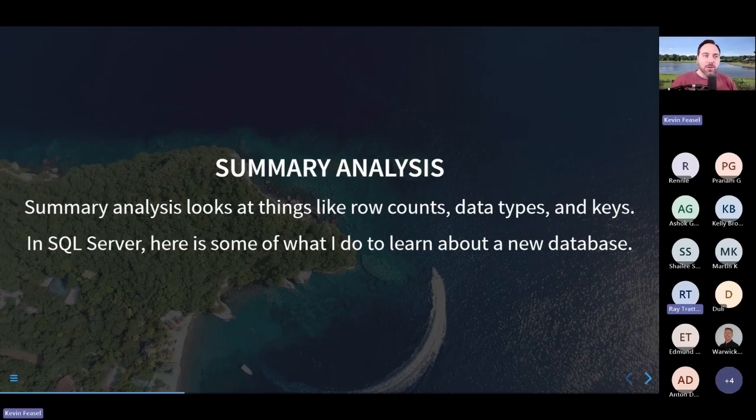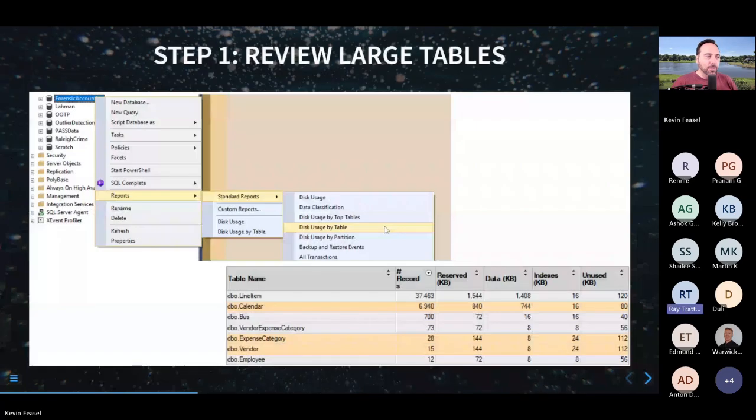And here are some of the things that I'm going to look at if I'm in SQL Server. I've got a brand new database. I need to learn about it. One of the first things that I'm going to look at, assuming that I have access to view this, is the report in SSMS, disk usage by table.